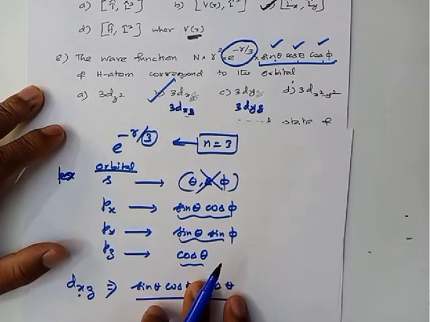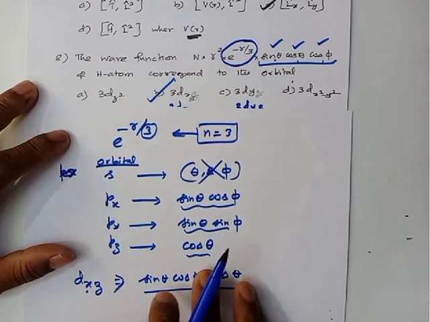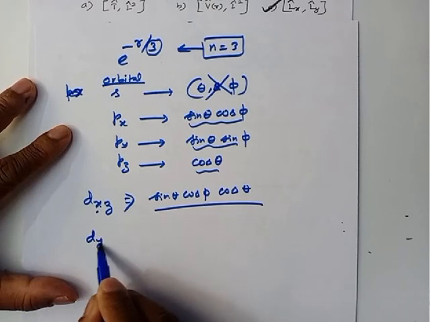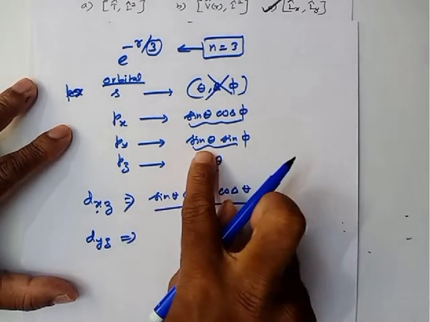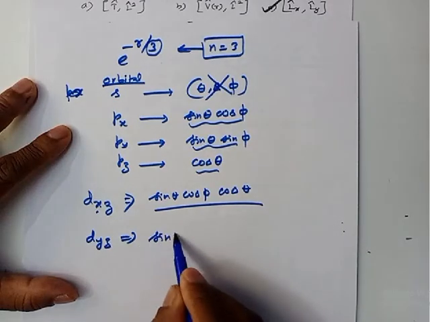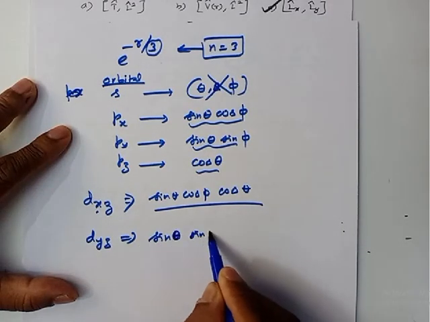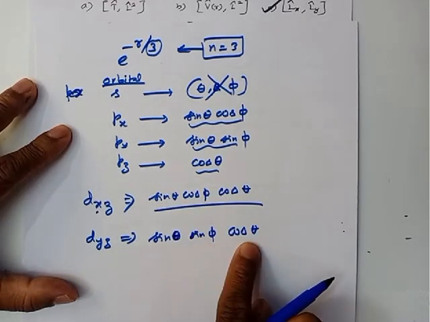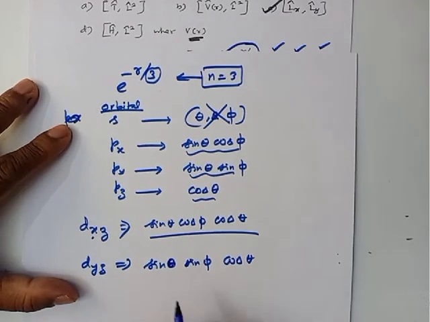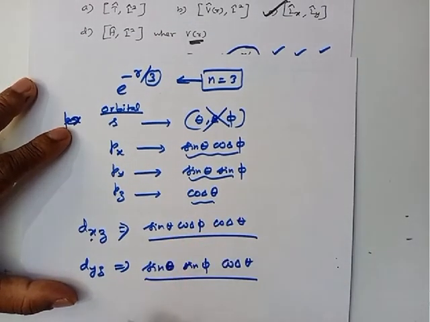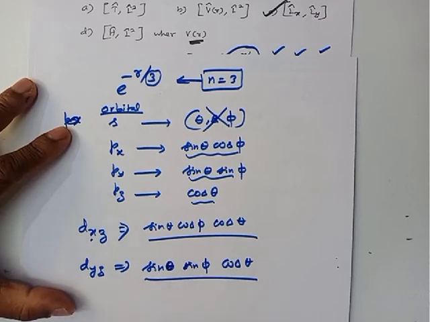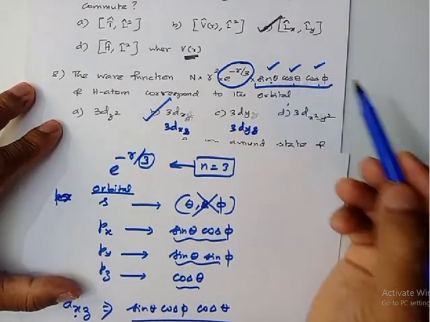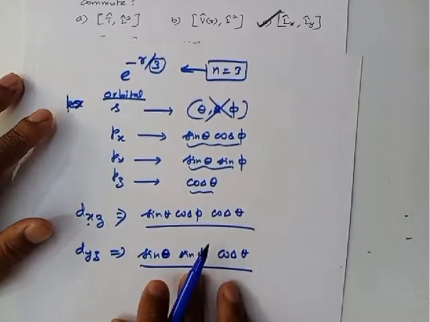You can see, we can find the answer directly. Suppose it is for the yz orbital, how should the wave function look for dyz? The y function is sin theta sin phi, and for z the function is cos theta. So if you have sin theta sin phi cos theta, that corresponds to the 3dyz orbital. But in our question the function given is sin theta cos phi, therefore the answer is the dxz orbital.